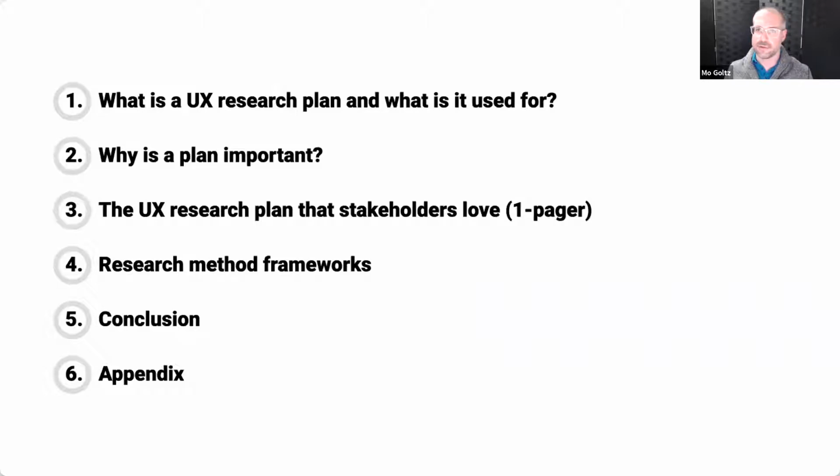So here's the agenda for today. We're going to start off with what is a UX research plan and what is it used for. Then we're going to go on to why is a plan important. Then we're going to go into the UX research plan that stakeholders love, the one pager, or the too long didn't read for the Reddit crowd. What can you write that's the shortest version? And then research method frameworks, and a conclusion, tidying everything up, and then the lengthy appendix, which I'll highlight some of the resources for you.